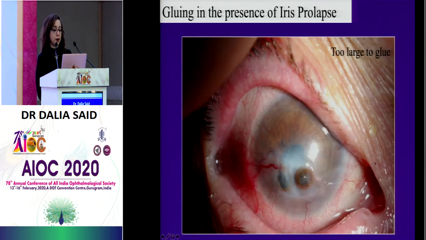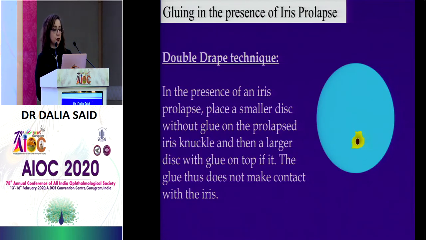Now, what if you have such a big perforation like this? This is too big to glue. But if you have a smaller one with an iris prolapse, then you don't want the glue to come in contact with the iris. So what we'll do is the double drape technique, which has been published by Professor Dua. Here is an example where the iris is sticking out from your perforation. What you do is you take a small plastic disc, 2 millimeter, that does not have glue, and put it on the iris, and then get a bigger one, about 4 millimeter, which has the glue in it, and stick it right on top. In that way, the iris is not in contact with the glue.